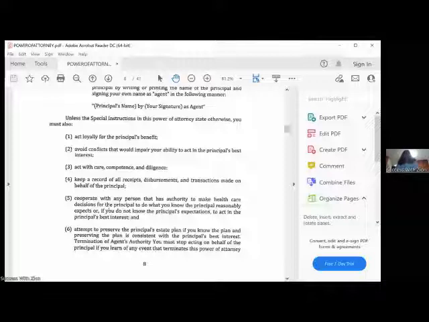I'm sorry, let me backtrack. I apologize. I said that in this case, the agent was you, the notary. No, in this case, the agent is the person who is given the power of attorney. Forgive me for that error, but I just corrected it.